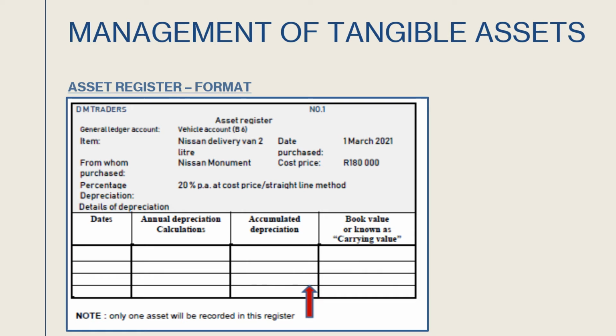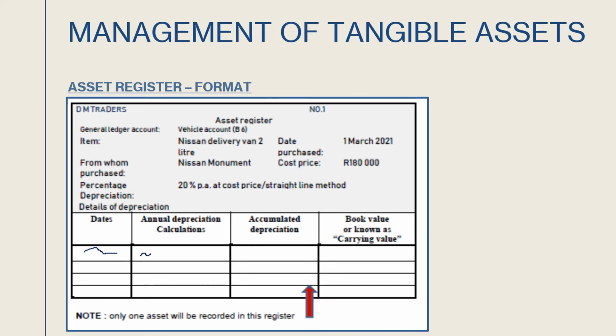And then here are all the details for the depreciation. We are going to make provision for 20% depreciation at cost price. So that's the method that we're going to use to calculate the depreciation. And then every single year, when we make provision for depreciation, details are going to be entered here. The date for the end of the financial year is going to be entered there.